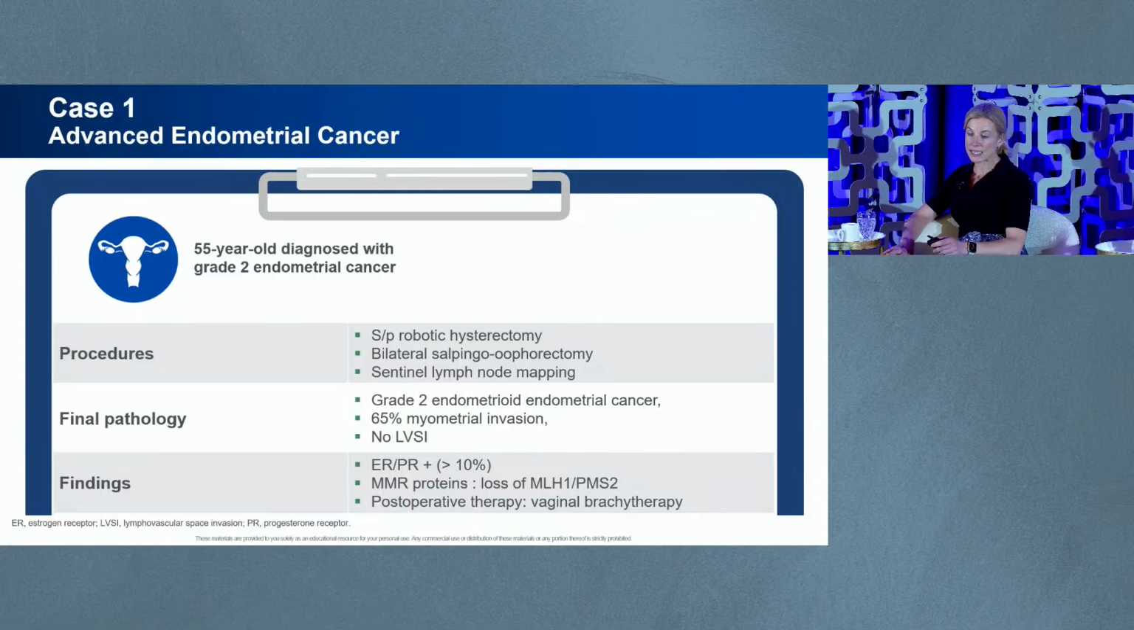So this case of this patient is going to be the same case, but we're going to vary the molecular profiling a little bit. So this is a 55-year-old diagnosed with grade 2 endometrial cancer. She just underwent surgery with staging. Final pathology confirmed this. She ended up with having a stage 1B endometrial cancer. She was ER/PR positive, mismatch repair protein. She showed loss of MLH1 and PMS2 with hypermethylation. And then post-operatively, she received vaginal brachytherapy.